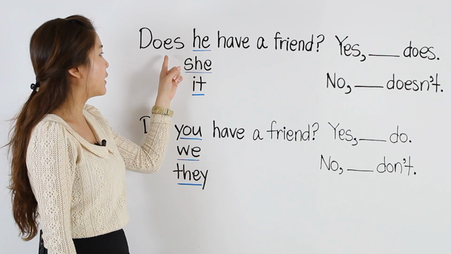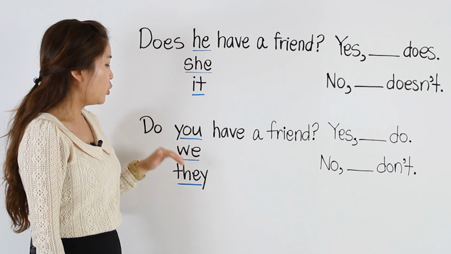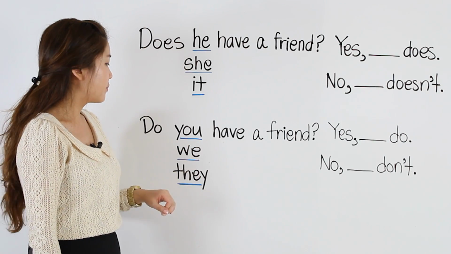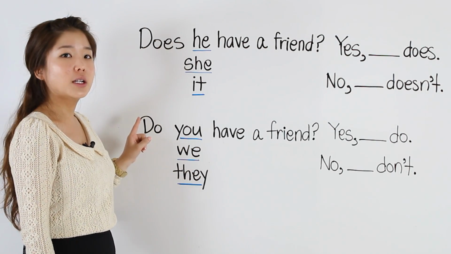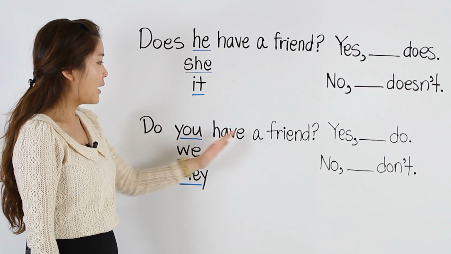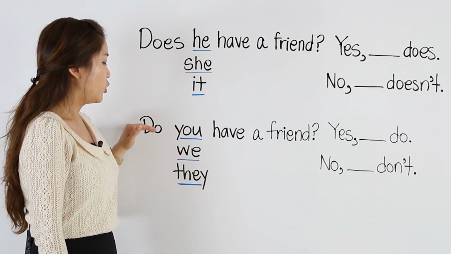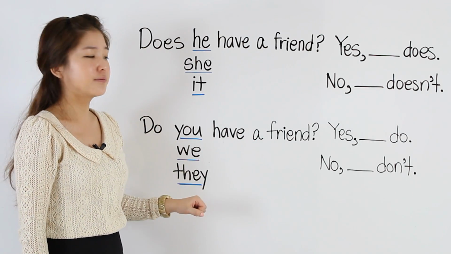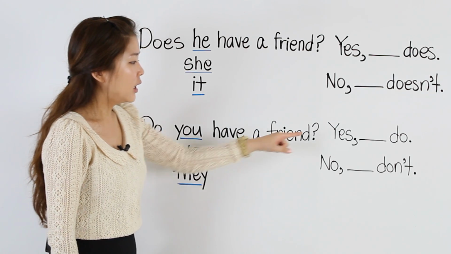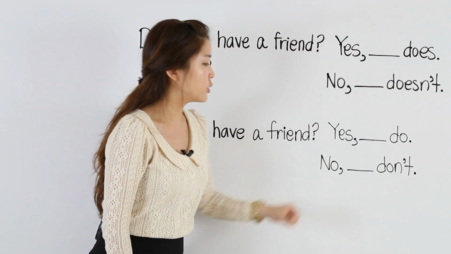Okay, so remember does, have. Now, when we use you, we, they, we use do in the front and have after. Do you have a friend? Do we have a friend? Do they have a friend? Okay, and again, we have two answers. We finish with do or don't.